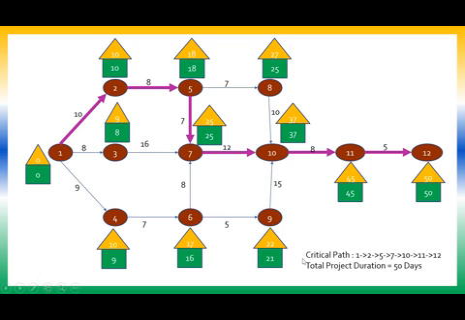So your critical path will be 1 to 2, 2 to 5, 5 to 7, 7 to 10, 10 to 11, and 11 to 12. So what will be the total project duration? Whatever is the final value that you have got for the terminal node, that will be the total project duration. So the total project duration for this problem is 50 days.